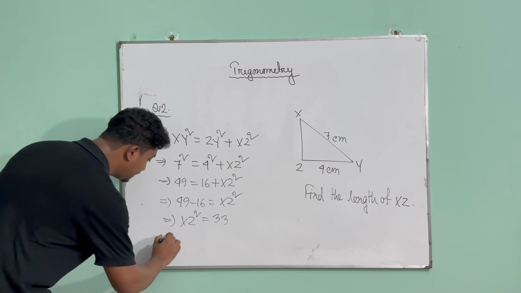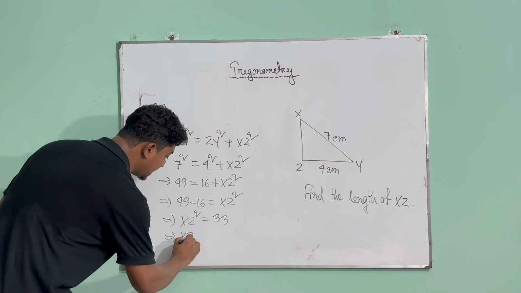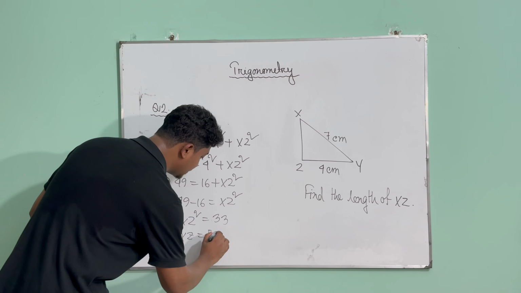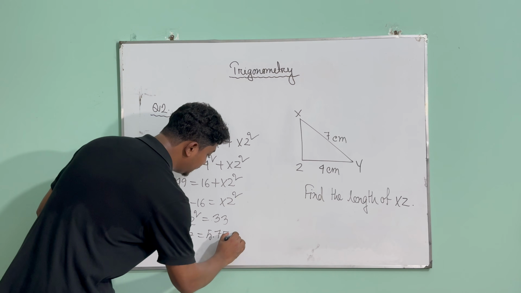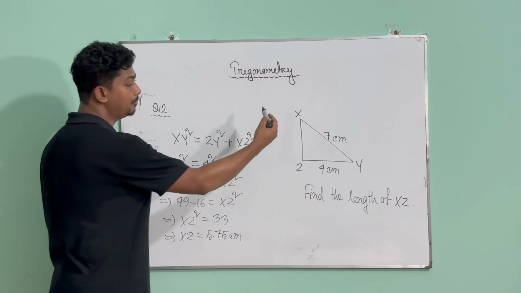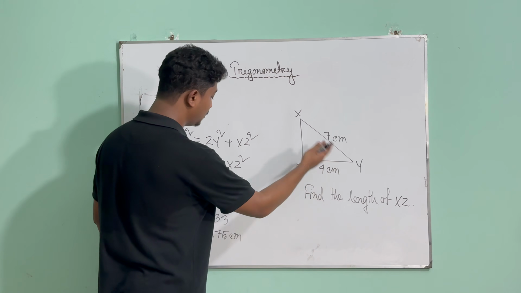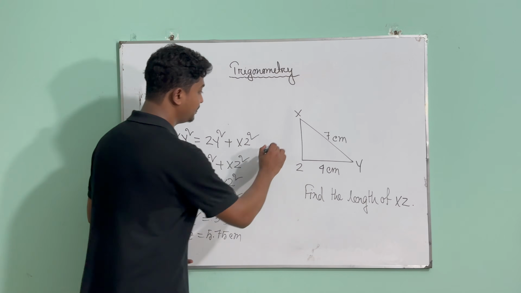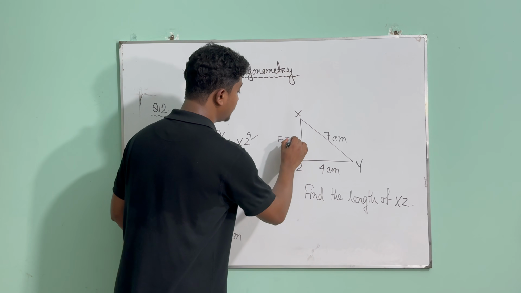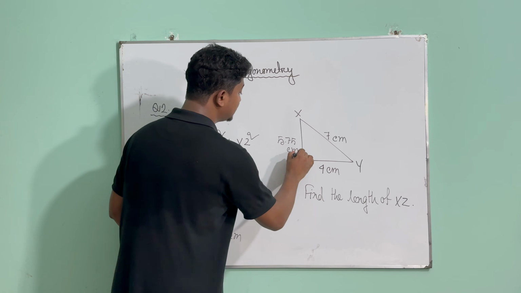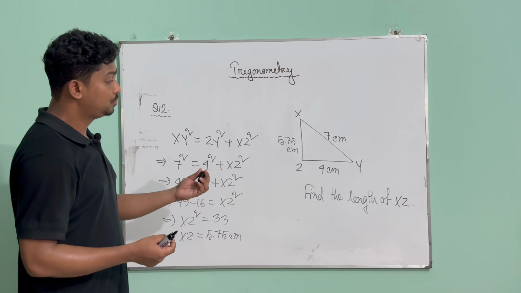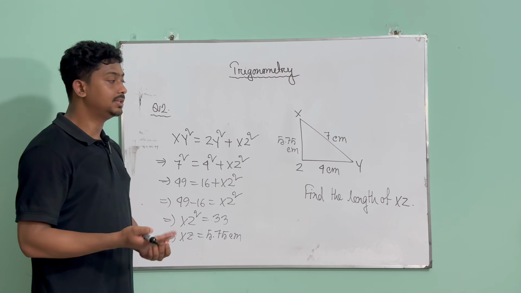If we root over them, then we are going to get XZ equals root over 33, which is around 5.75 centimeters. So using that, now we have the hypotenuse and the adjacent, and we also found the length of the opposite, which is 5.75 centimeters. Just like this one, you can use the Pythagoras theorem, and if two sides are given, you can easily find the other side.